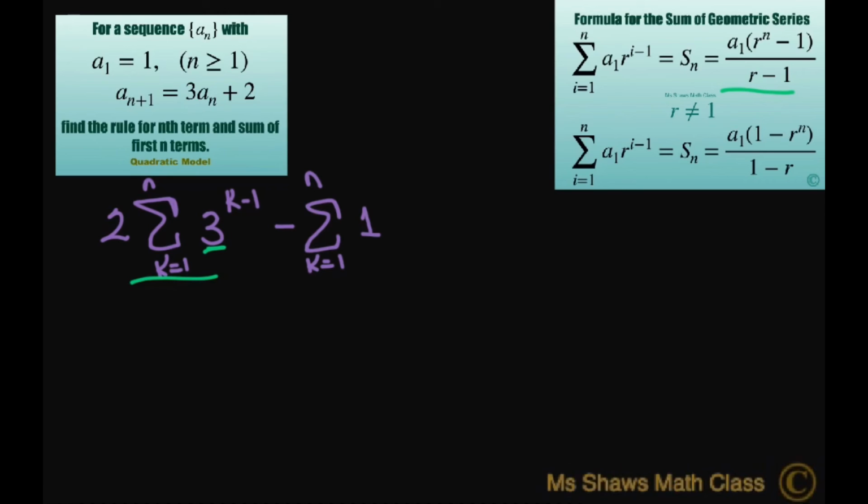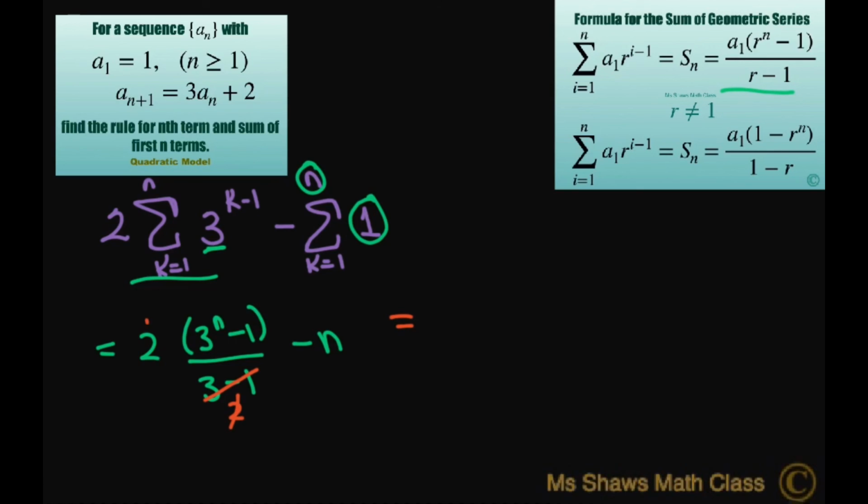All right, for this one we're going to use this formula right here. The common ratio is 3, so we have 2 times 3 to the power of n minus 1, divided by 3 minus 1. And for this one, you just write the n down one time, so that's minus n. Now simplifying, the 2's are going to cancel. So your sum is going to end up being 3 to the power of n minus 1 minus n, and that's your s sub n.